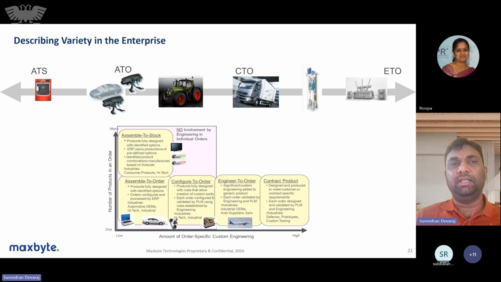These are some of the variety of designs that we can say: assembling to stock, assembling to order, configuring to order, and then engineering to order. There are various ways an industry can work on a particular product. But again, how are we going to manage this variance for each and every product?